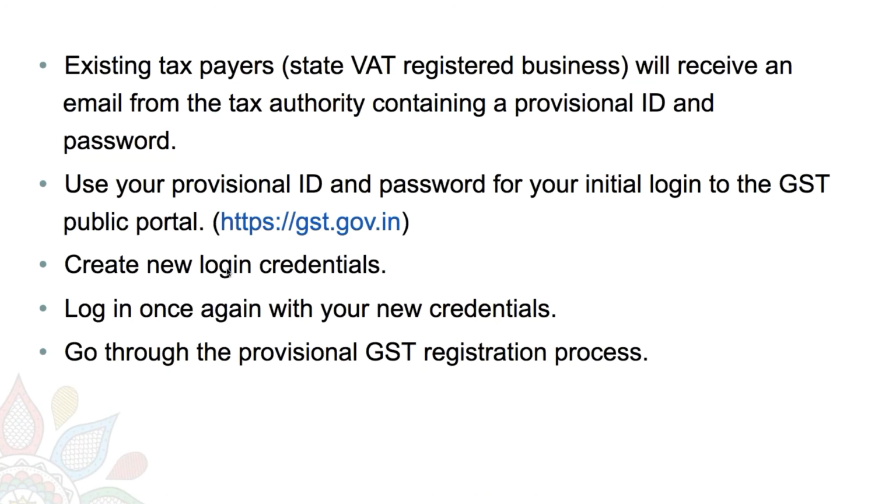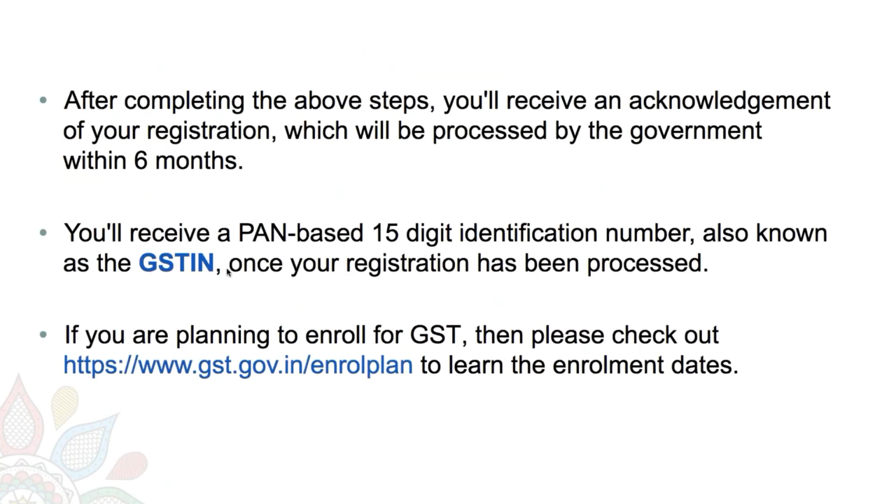This would be similar to setting up a new account. With the provisional ID and password, create new credentials, once again log in to the portal, and go through the provisional GST registration process. Here you would have different sections appear before you in the interface, and you just have to furnish the complete details of your business across these. Once you do so, you would be given an acknowledgement for the registration, and the government will take about 6 months to process your registration.